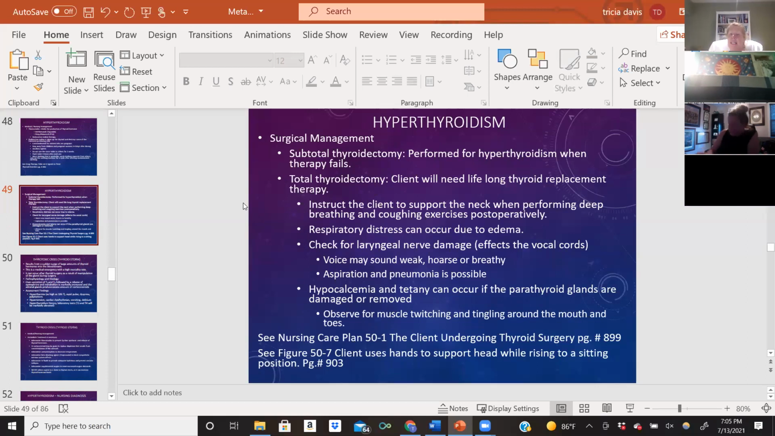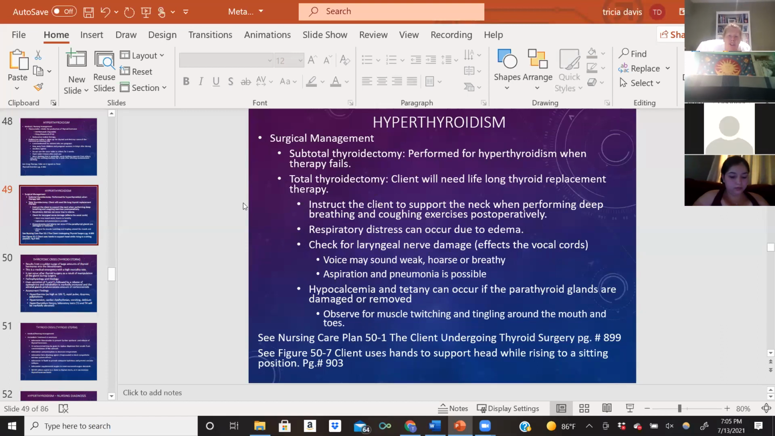Sometimes we see the effects on their vocal cords from the surgery. So they experience laryngeal nerve damage. So these patients may sound like they have a hoarse voice. They may sound very breathy when they talk. Their voice also might sound very weak. And then aspiration and pneumonia is also possible for these patients.